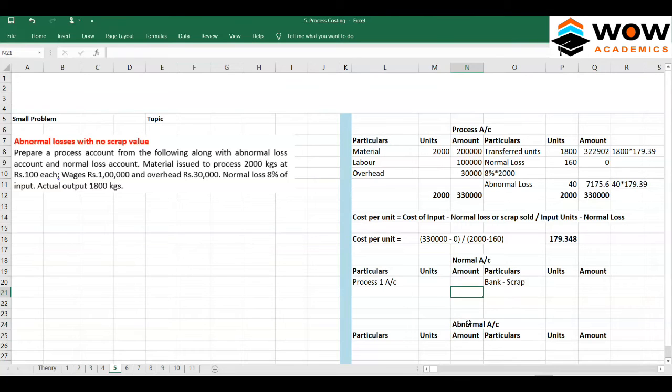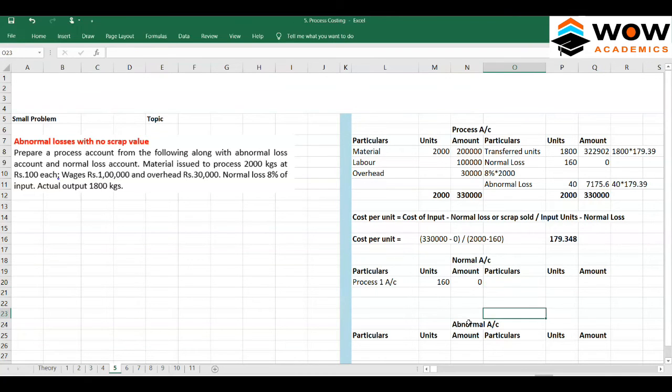Whenever you have a process and there's a normal loss, you have to transfer it. So the transfer is 160 units. If you want you can transfer it, but it is not useful even if you transfer, because the amount is 0. There's nothing that you could realize here, so you don't need to actually put scrap.